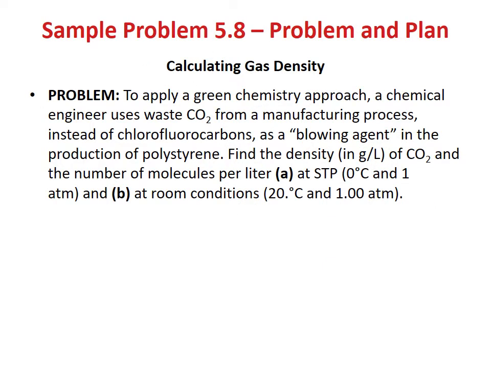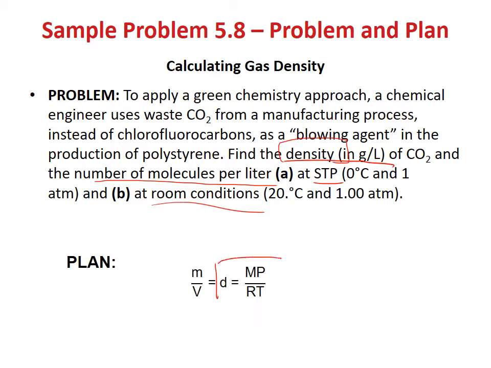Sample problem 5.8. To apply a green chemistry approach, a chemical engineer uses waste CO2 from a manufacturing process instead of chlorofluorocarbons as a blowing agent in the production of polystyrene. Find the density in gram per liter of CO2 and the number of molecules per liter at standard temperature and pressure, and at room conditions. To calculate the density, we use the equation we derived in the last slide, and that is the molar mass times pressure divided by R times temperature.